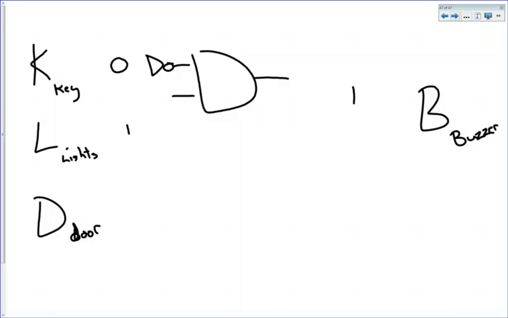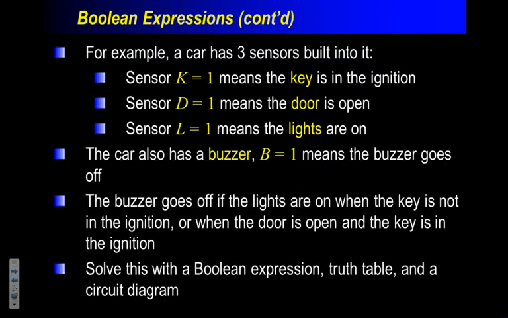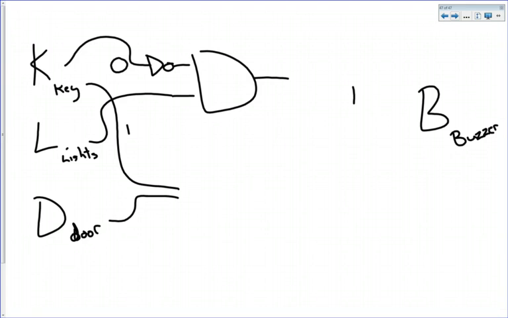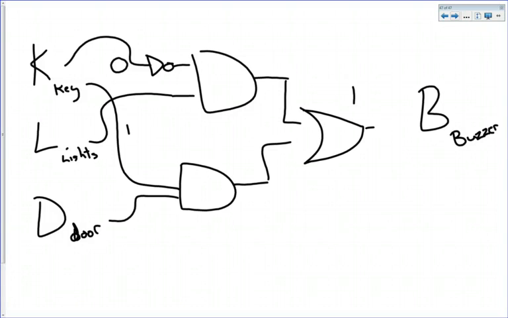So let's see what the rest of this looks like. There's a hint. When the door is open and the key is in the ignition. So in other words, if the door and the key are both, so I have to bring this down to another wire down here. So this wire goes up here, this wire goes there. So now I'm combining the key and the door. And they have to both be on, right? So that's just a simple and. And we said it could be this or this. So now I can combine these two with an or. Okay? And that's my circuit, right?